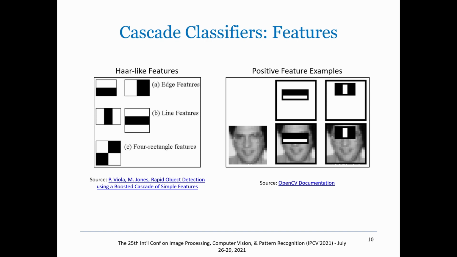So each one of those regions is going to be summed, and then the unshaded region sum is subtracted from the shaded region sum, and that's going to give us a single value. And if that value passes our threshold, then this region will be passed for that feature check. And if it doesn't pass, it is discarded completely.